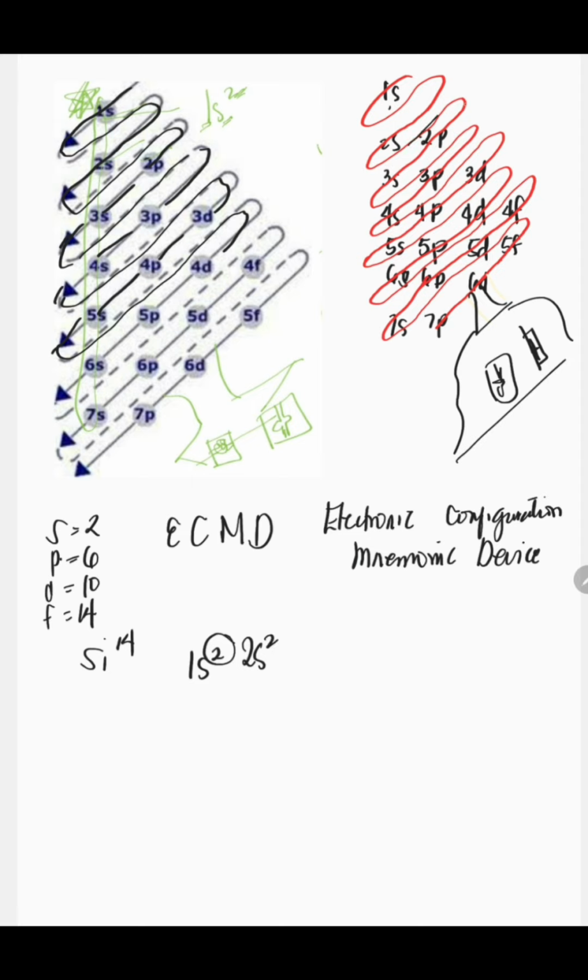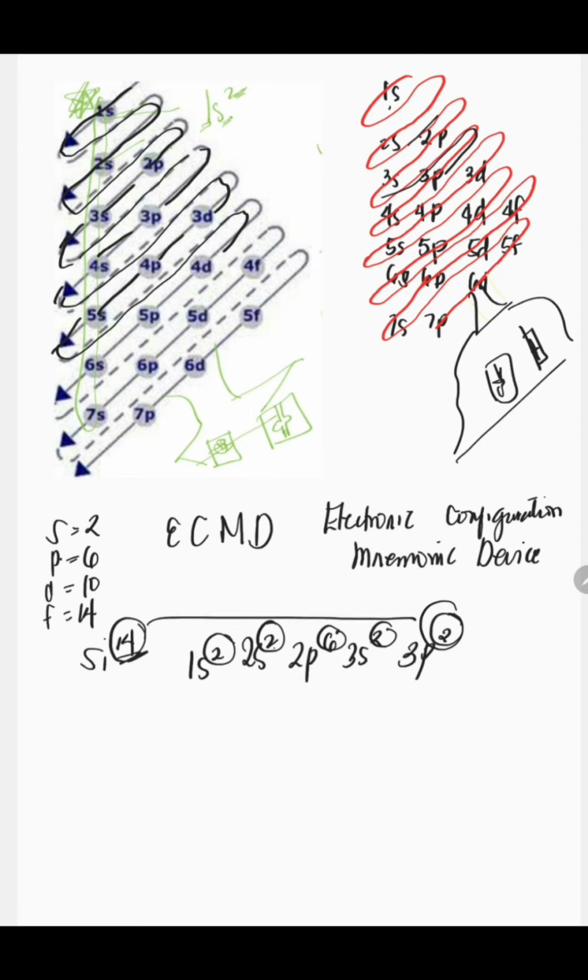And then susunod, 2p6. And then 3s2. And then anong susunod? Tignan mo na. 2, 4, plus 6, 10, plus 2, 12 na yan. Ilan ba to? 14. So, kailangan mo is 3p2. 14. Tama? 2 plus 2, 4 plus 6, 10. 2 plus 2, 4. So, we have 14 electrons.